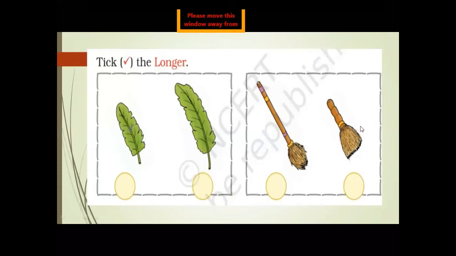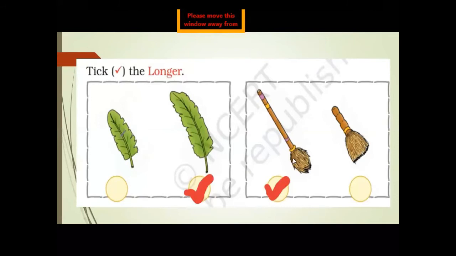Here two brooms are there. According to their length, the length of this broom is large, so it is longer, and this one is shorter. So this broom is longer as compared to this one. Which option do we tick here? Right, we tick this broom. So this is the correct answer. This leaf is longer than this leaf, and this broom is longer than this broom.